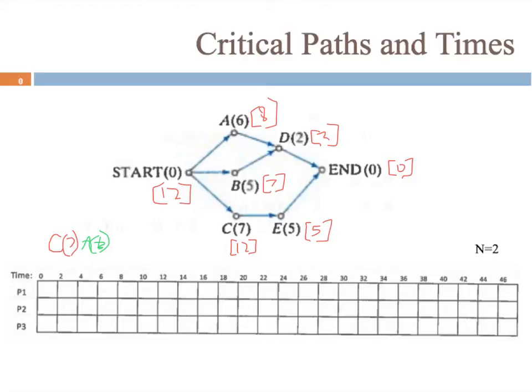Alright, the next highest critical time is task B, a 5-hour task, followed by E, which is a 5-hour task, and then the task with the lowest critical time is task D, and its processing time is also 2 hours. Oops, a different color.